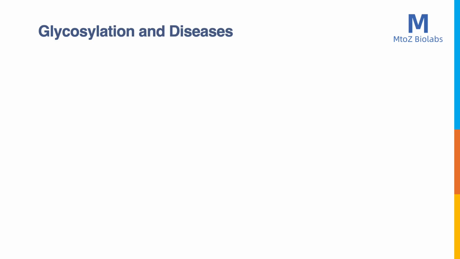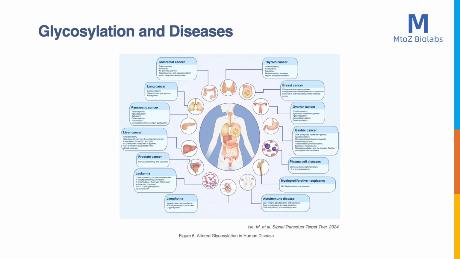Aberrant glycosylation has been widely implicated in the pathogenesis of numerous diseases. The figure highlights glycosylation alterations observed across solid tumors, hematological malignancies, and autoimmune disorders.